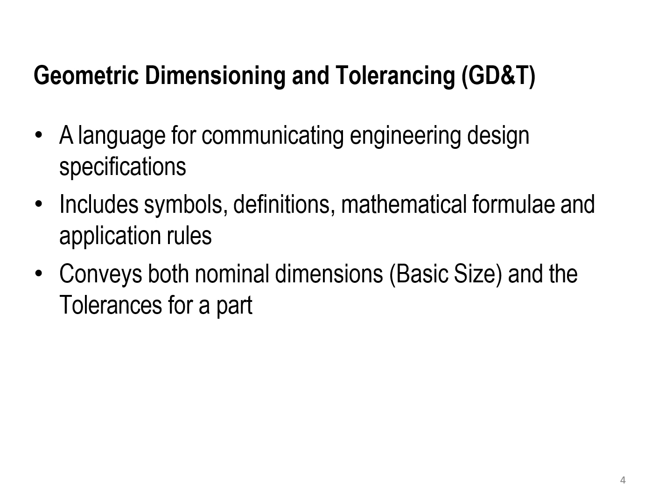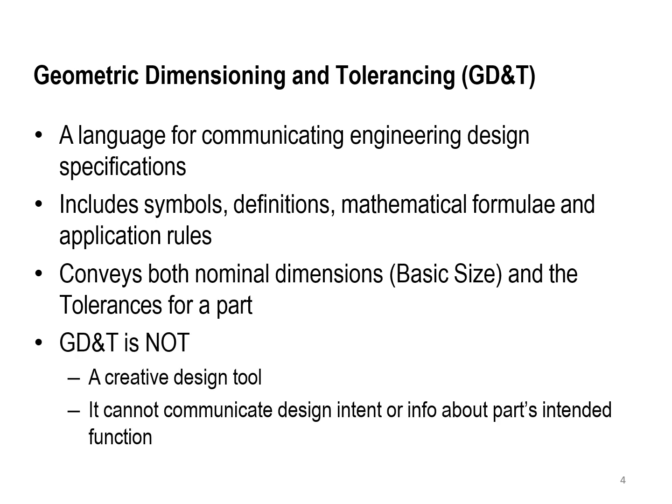So in general, a language for communicating the engineering design specification is going to be geometric dimensioning and tolerancing. This includes the symbols, the definitions, and the mathematical formula and the application rules. It conveys both the nominal dimensions, like the basic sizes, and the tolerances for the parts. Geometric dimensioning and tolerancing is not a creative design tool, and it cannot communicate design intent or info about the part's intended functions.